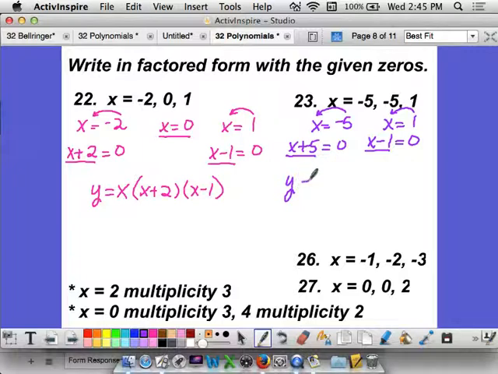So I have y equals, and what I need to remember is that when I'm looking at x plus 5, I had it two different times, so that's a multiplicity of 2, which is that exponent squared. And then I'm just going to bring in the other binomial, x minus 1. So this would be your final answer right here, showing that there are two of these -5s, two of those zeros, so that's going to be my exponent.